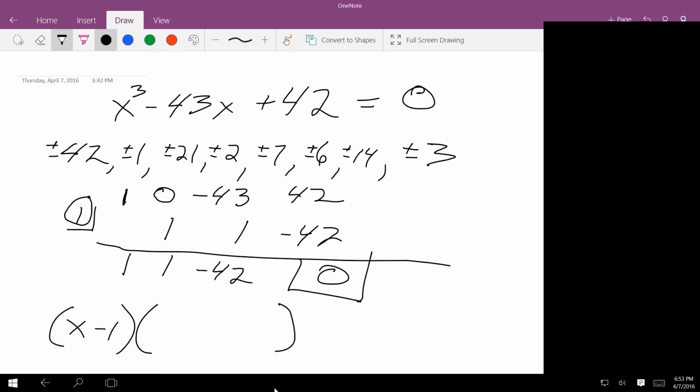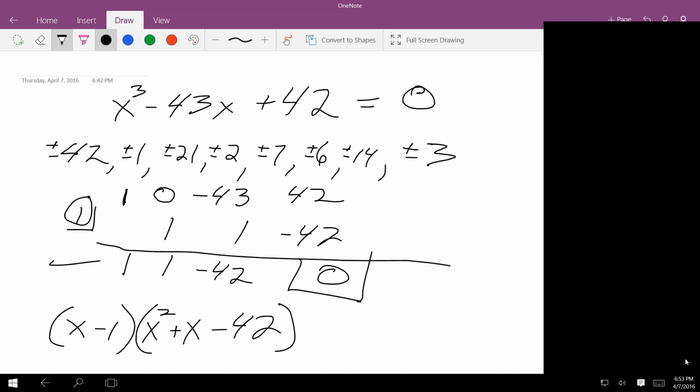And the other factor has to be a quadratic. What is the quadratic? What is that, x cubed or is that x squared? X squared. It's got to be a quadratic. Plus x, plus x minus 42.